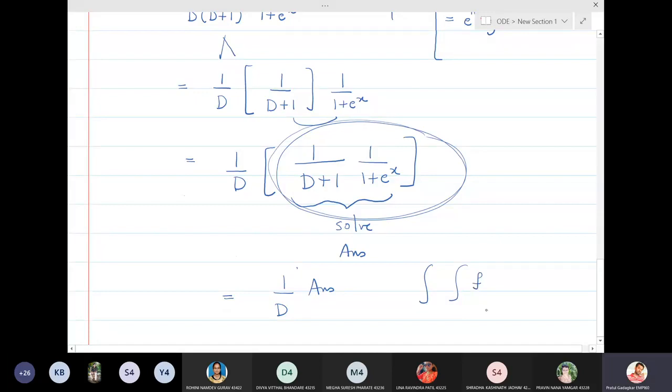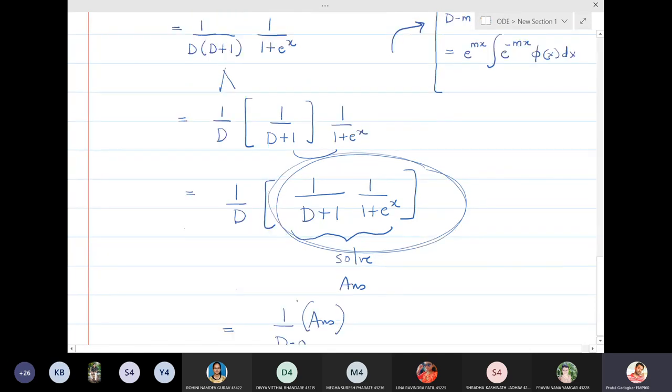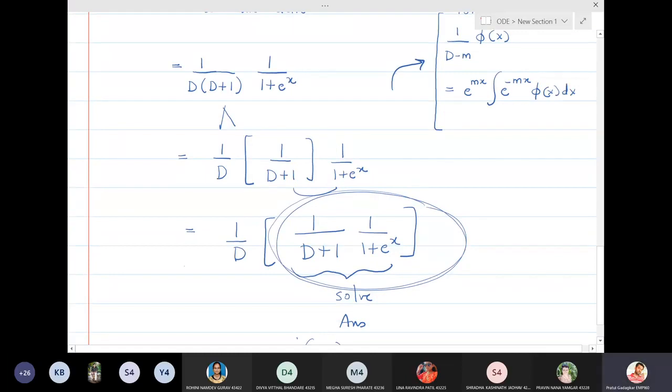First I will integrate with respect to this variable. Suppose the variable is x, and whatever answer I get, I will integrate that answer with respect to y. This is how you do it, right? So this is as good as integration. I told you that the inverse operator is as good as an integration. So whatever answer you get, then I will operate 1 upon D on that answer. Now how will I solve 1 upon D? Again, 1 upon D is 1 upon D minus 0, and the same formula is to be used. Okay.